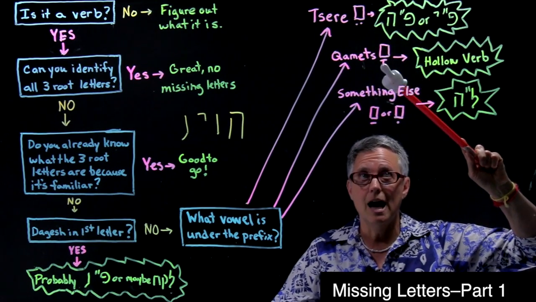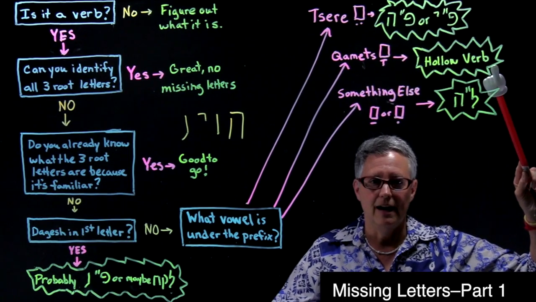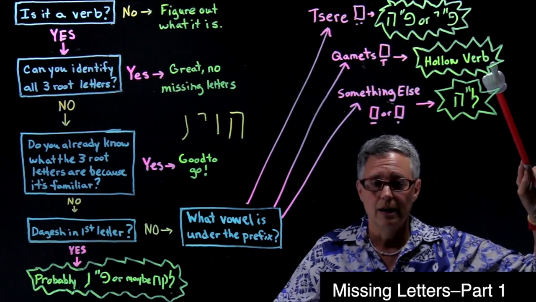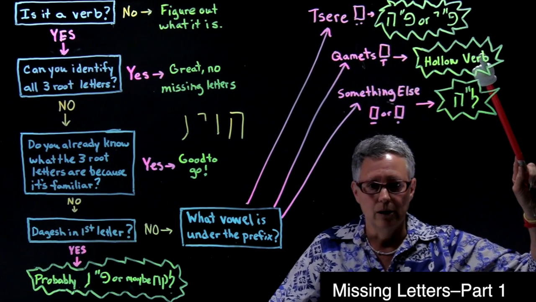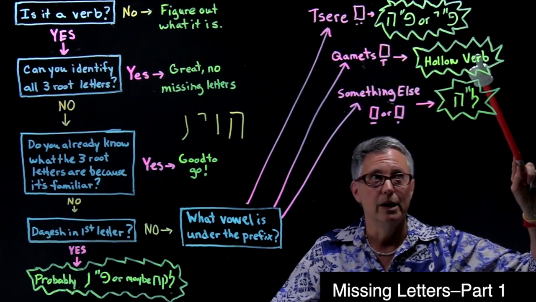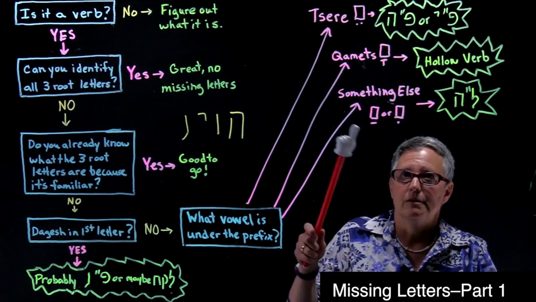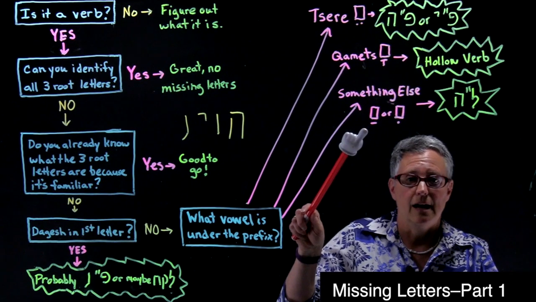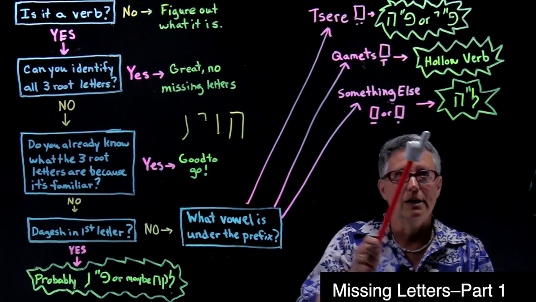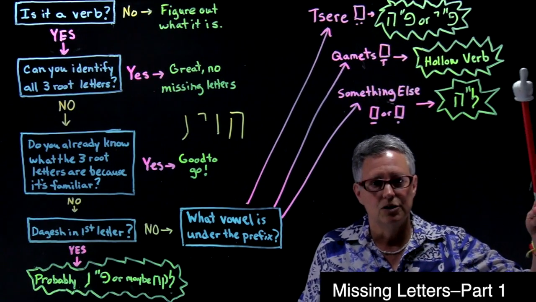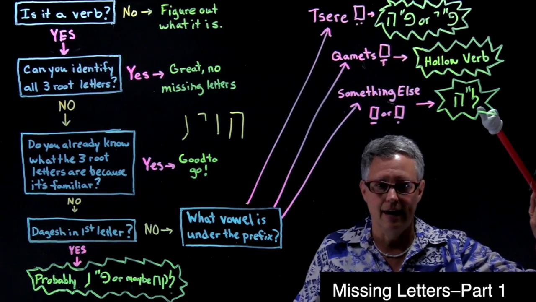If you have a kametz under the prefix, chances are very good that you are looking at a hollow verb, in which case you are missing either a middle yod or a middle vav. If there's something else under the prefix, a patach or a hirich in most cases, you are probably looking at a lamed he. So that means that your word is missing a final he.